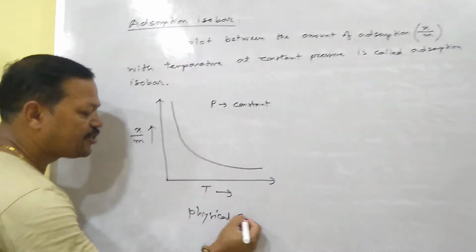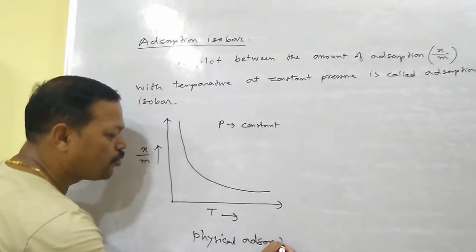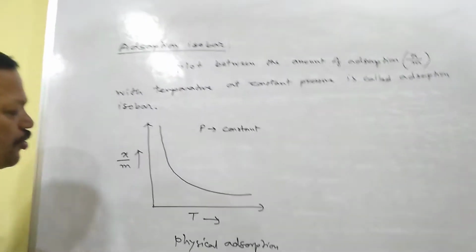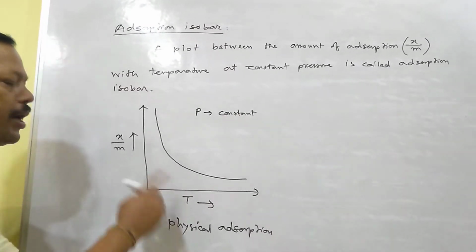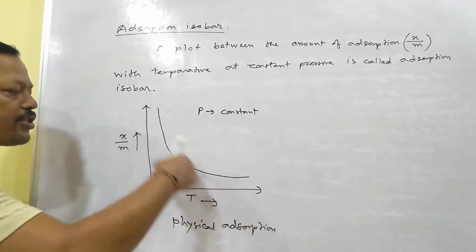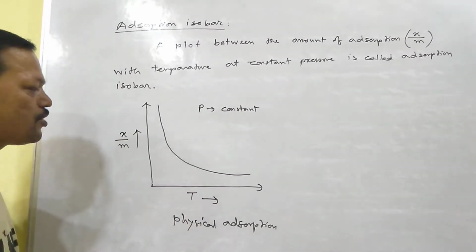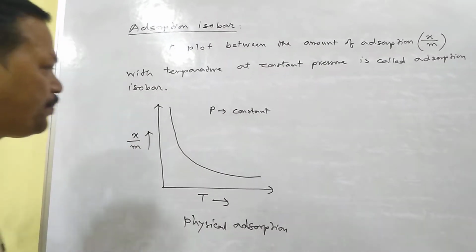You know, in physical adsorption, the force of attraction between adsorbate and adsorbent molecule is weak van der Waals force of attraction. That is why when you apply temperature, the force of attraction goes on decreasing. That's why the amount of adsorption also goes on decreasing.